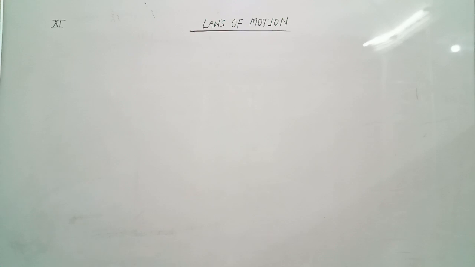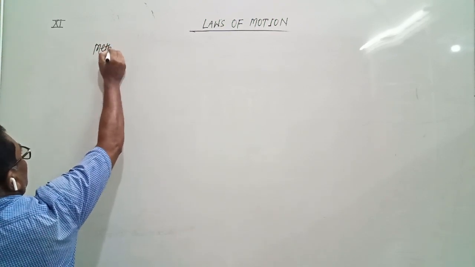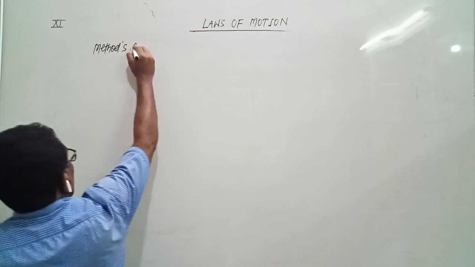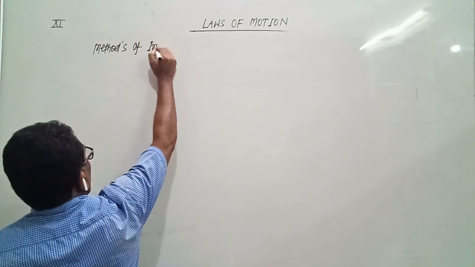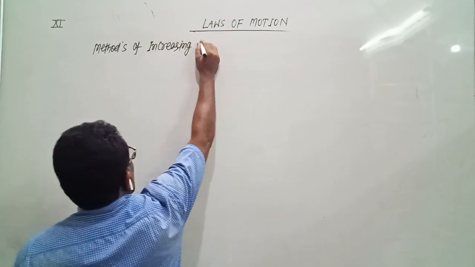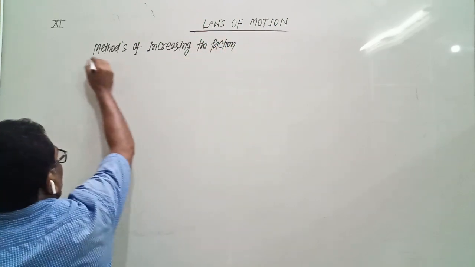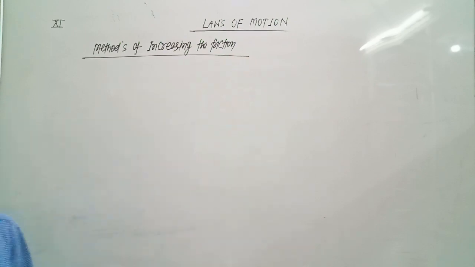Then we discuss methods of increasing the friction. How to increase the friction? So the first is sand is thrown on tracks covered with snow.